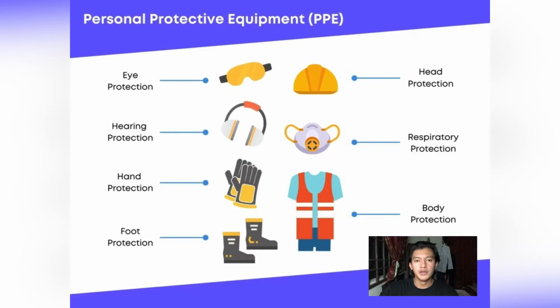My metric number is 11DKA19F1055. So today I want to explain the aggregate impact value (AIV) test experiment simulation. Before we start any experiment, we need to wear the personal protective equipment (PPE) like eye protection, hand protection, foot protection, respiratory protection, and body protection.